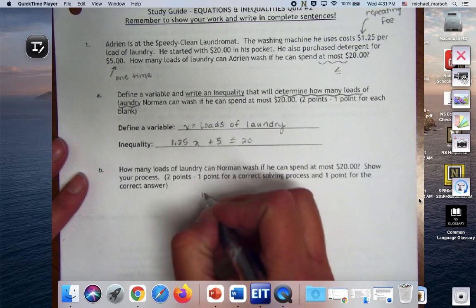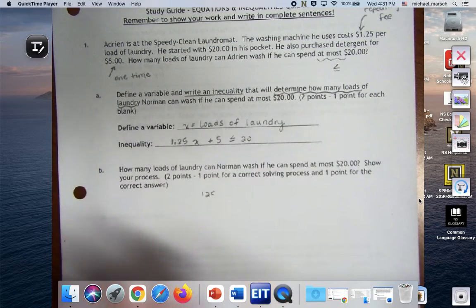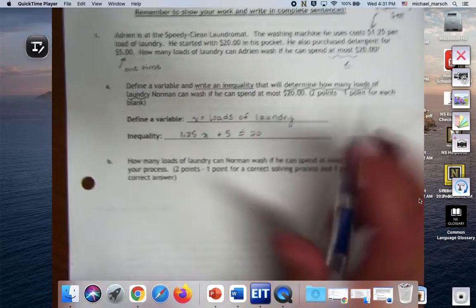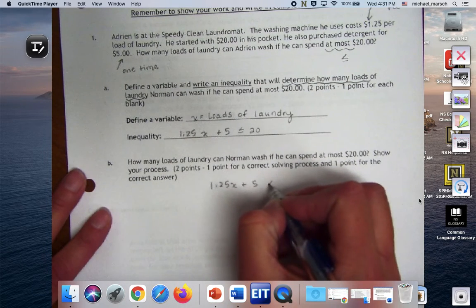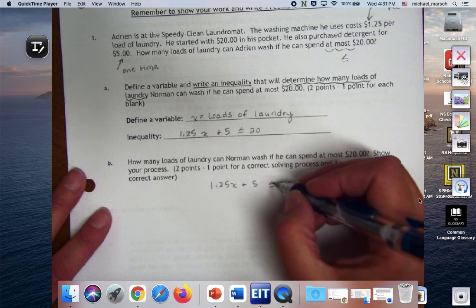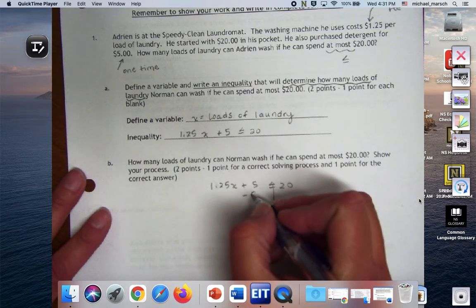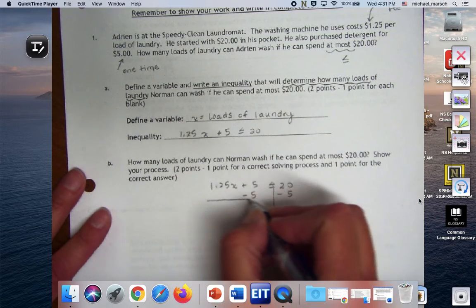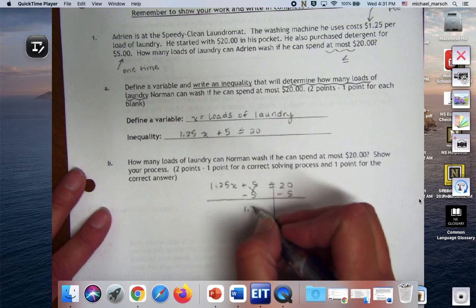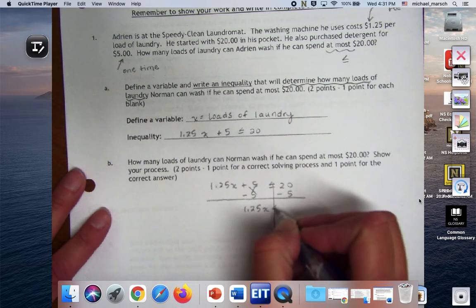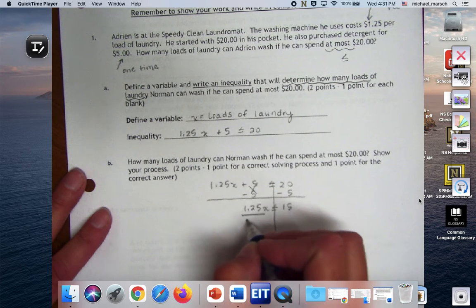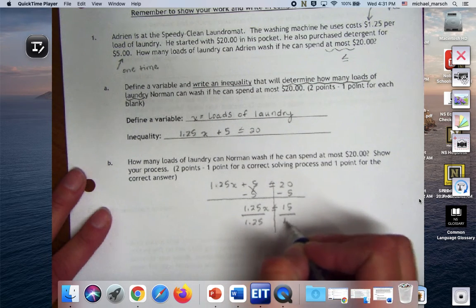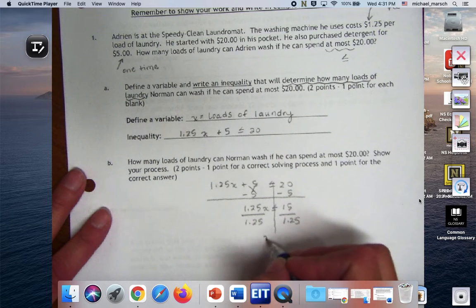So I'm going to rewrite the inequality. Draw my wall of equality. I'm going to subtract 5 from both sides. 1.25x is less than or equal to 15. Divide by $1.25 on both sides. x is less than or equal to 12.